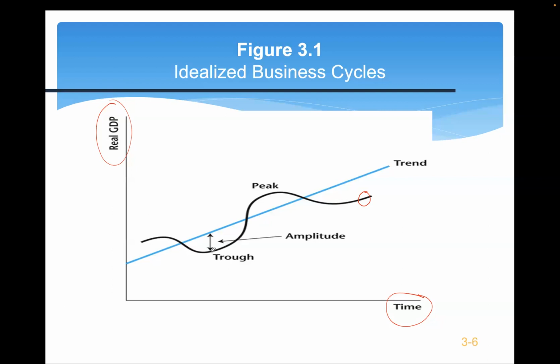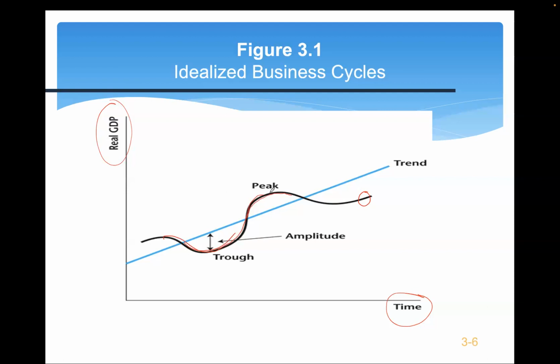Now regarding the fluctuation, we are going to identify different phases. In this part, you can see it's rising, it's growing. In this particular graph, it is above trend, so this is called a boom. And this is below trend. Particularly this part is below trend. This is recession.